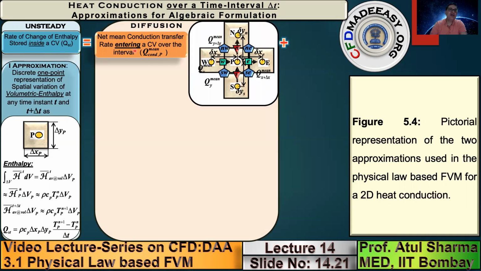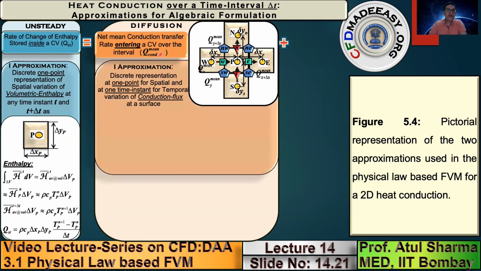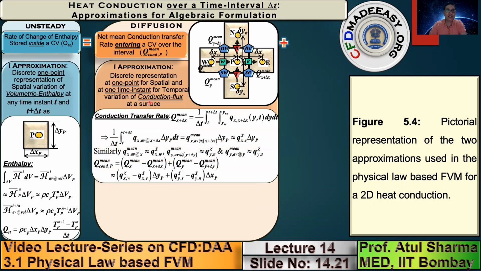Whereas in conduction, we have to calculate net mean conduction heat transfer rate entering the control volume. For the first approximation, for volumetric, we only need one point representation in space. Whereas for heat flux, we not only need one point for space, we also need one point for temporal variation of conduction heat fluxes, because we also have a superscript here for conduction fluxes, because conduction heat is a path function, whereas the enthalpy here is a point function. So since Q is a path function, there is a superscript with respect to time, which also comes in.